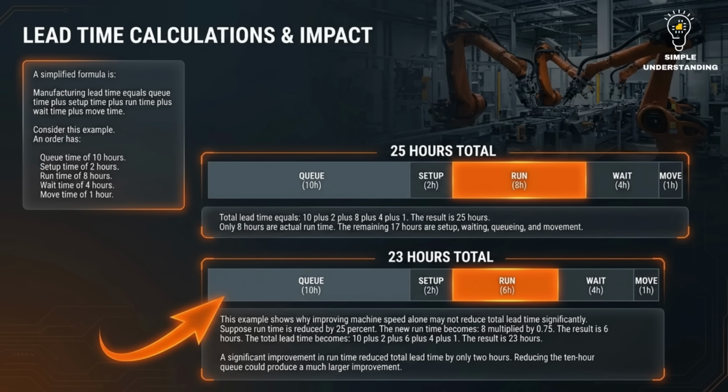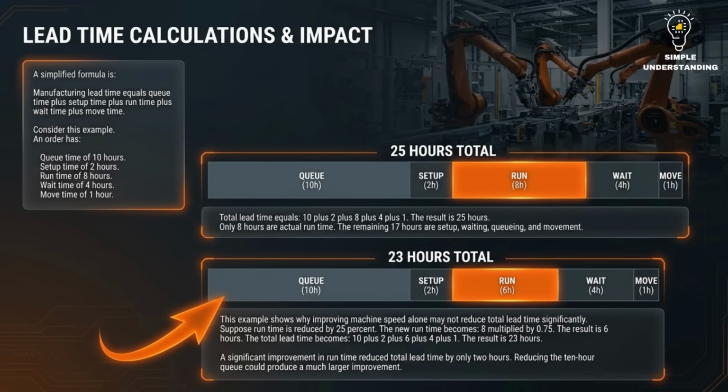Consider this example. An order has queue time of 10 hours, setup time of 2 hours, runtime of 8 hours, wait time of 4 hours, move time of 1 hour. Total lead time equals 10 plus 2 plus 8 plus 4 plus 1. The result is 25 hours. Only 8 hours are actual runtime. The remaining 17 hours are setup, waiting, queuing, and movement. This example shows why improving machine speed alone may not reduce total lead time significantly.